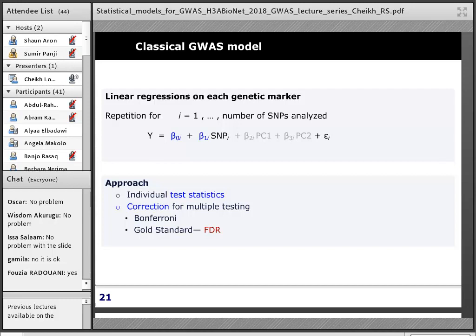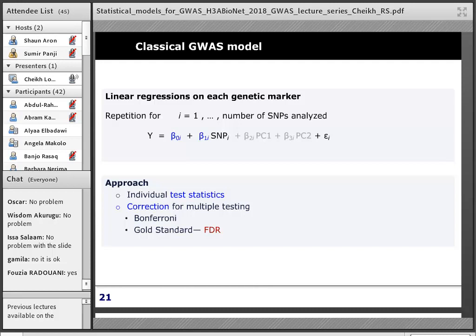So in general, we are performing linear regression on each marker by doing the repetition from one to the number of SNPs that you are analyzing. So your Y variable is your quantitative variable, and here you have your intercept and the effect of your SNP. And in general also, you can adjust on the principal components, here PC1 and PC2, to adjust for population stratification. And here the approach is an individual statistic test.